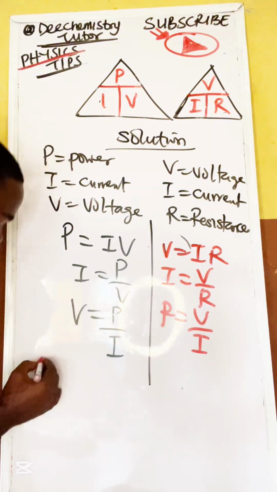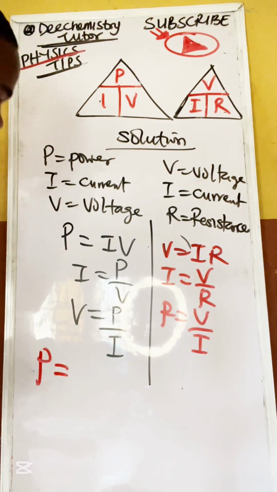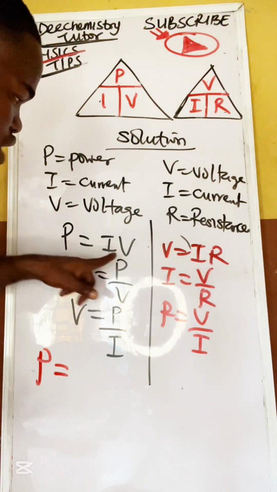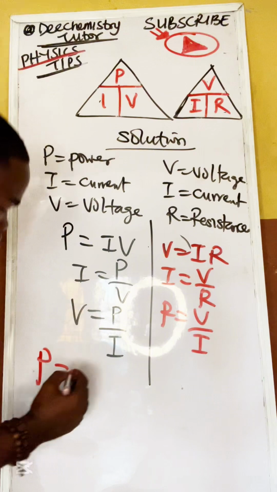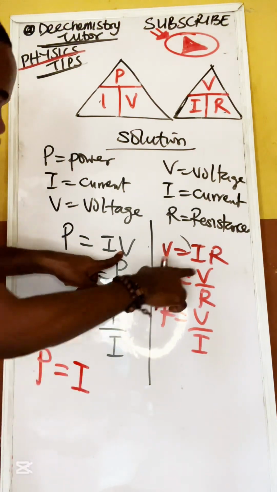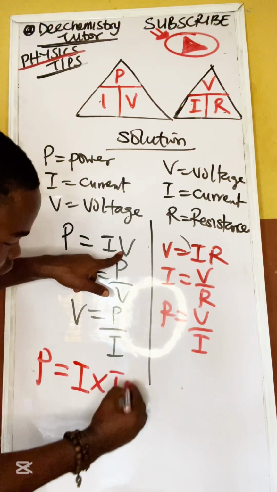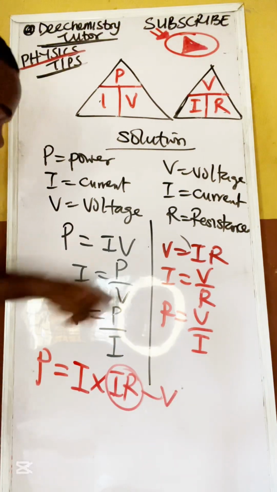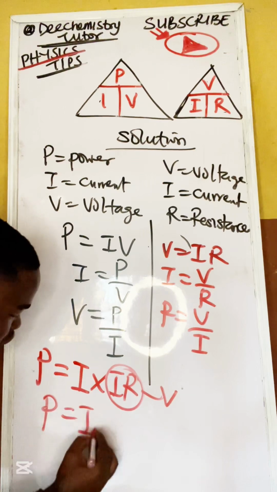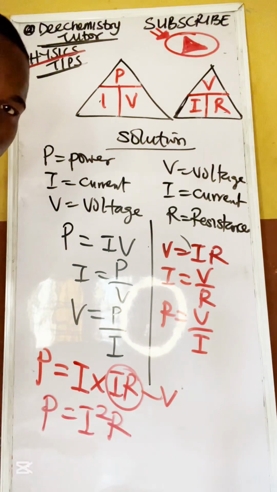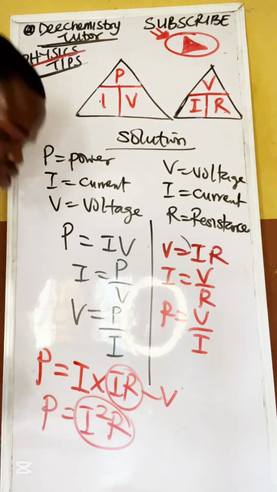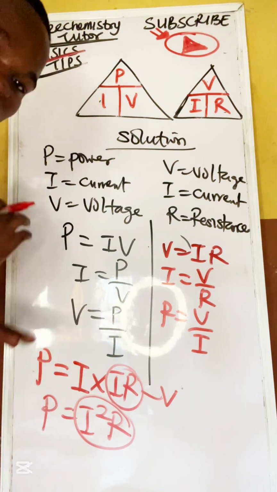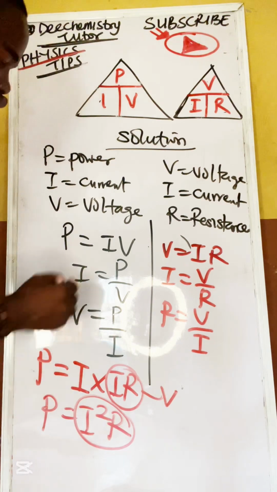Now, also note that I can do anything to this equation. If P equals IV, and I know that V here is IR, I can replace this V with IR, such that V is IR multiplied by I. So that means P is I squared R. So there's no need to cram. It's very easy. I can always adjust this thing any way I want it. Okay. So just take note.